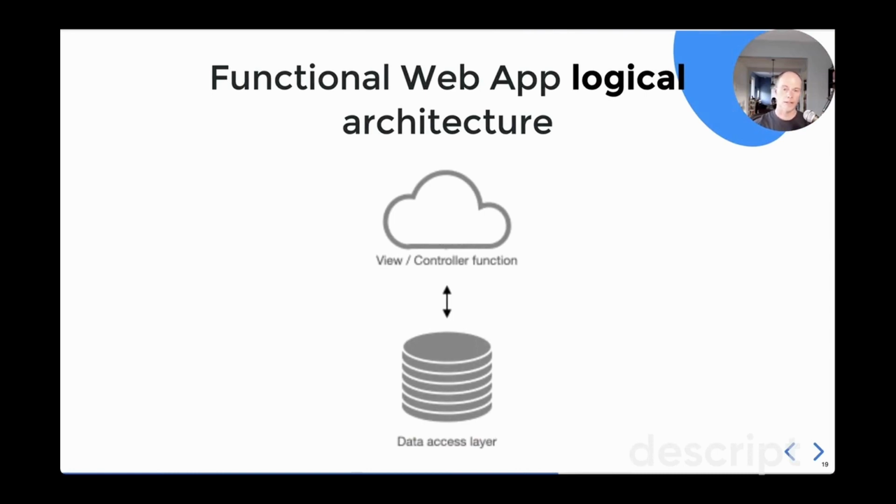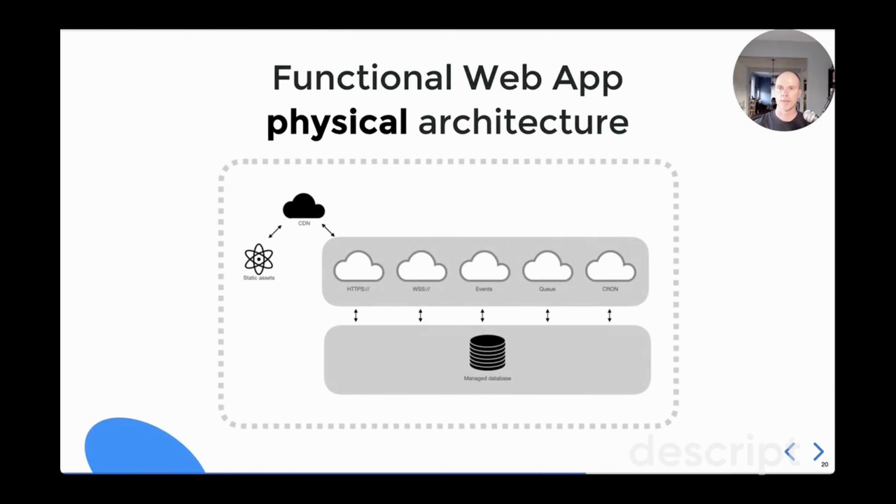So the logical architecture, what I just described, is this. You put the presentation layer and the business logic into Cloud Functions, and they talk back to the data access layer. And you're probably thinking at this point, this is a terrible idea. But let's take a look at the functional web app physical architecture. So it comes out pretty similar to the logical architecture.